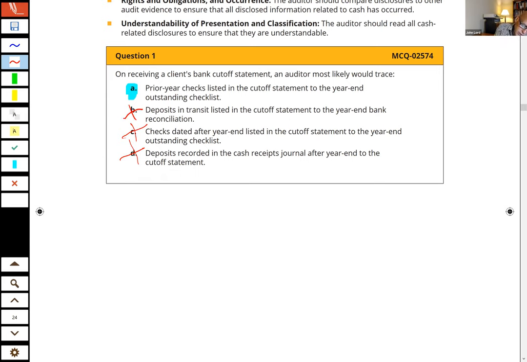So then you were sitting there debating between A and B. Now it becomes a wording thing. A is worded much better. Prior year checks listed in the cutoff statement, because they would be listed as prior year checks because we would see the dates on them, wouldn't we? Prior year checks listed in the cutoff statement to the year-end outstanding checklist on the bank reconciliation. Yeah, that's the best answer.